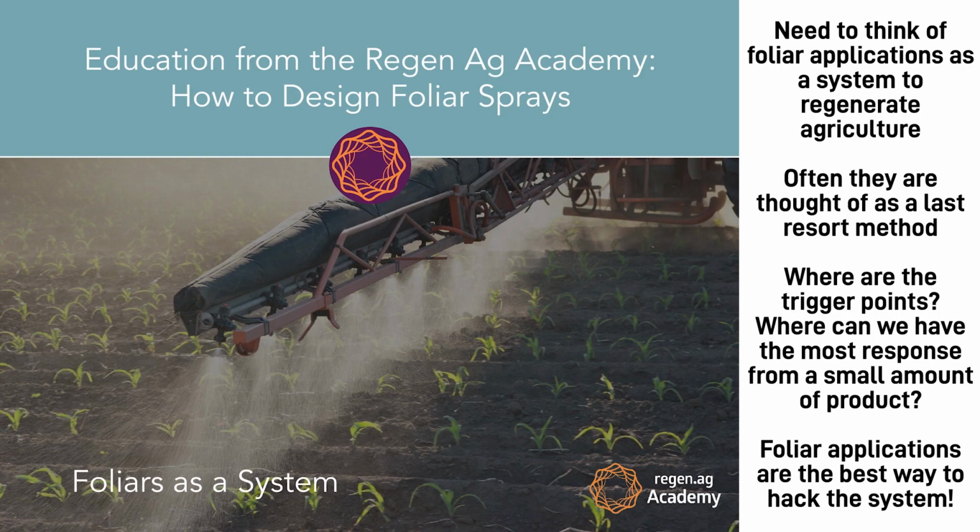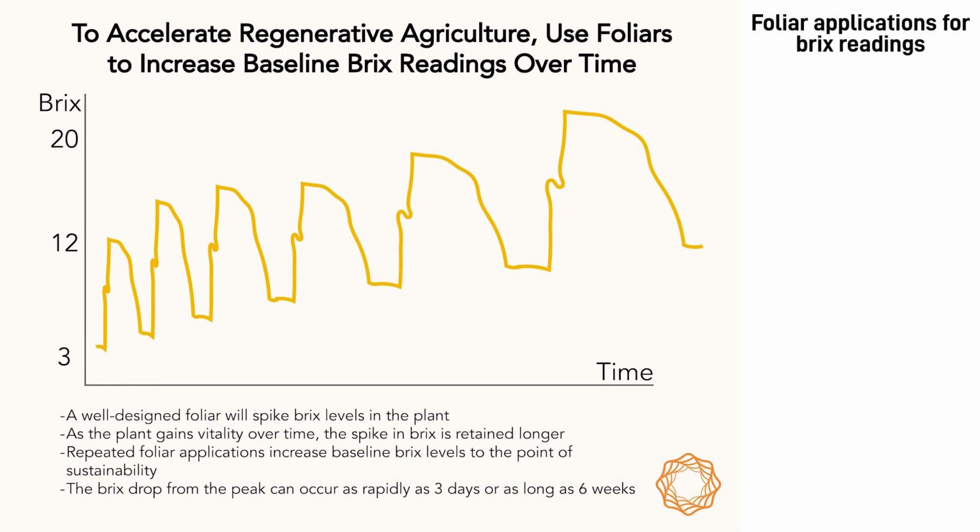And one of the ways of thinking about this is using foliar applications to increase Brix readings. The point of this graph is not so much about the Brix readings themselves. I'm just using Brix readings as an indicator, an analog, for overall plant health and quality. So when we think about using foliar applications, the intent is to increase a plant's baseline Brix reading over time. Let's say, for example, that we are working with a crop of pistachios, and when we first begin, we have a baseline Brix reading of 4.